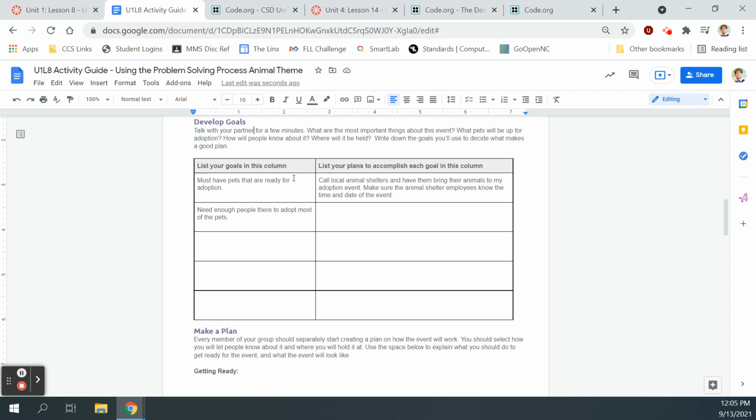So already you have a few things here. And then once you get through this part, you're going to give me 3 more goals for your pet adoption event. And on this side, you're going to list the plans to accomplish each goal over here. So on this side, you must have pets that are ready for adoption, right? And to accomplish that, we can call the local animal shelters and have them bring their animals to the adoption event. And then we'll make sure that the animal shelter employees know the time and date of the event. Also the location, right? Time, date, and location of the event.